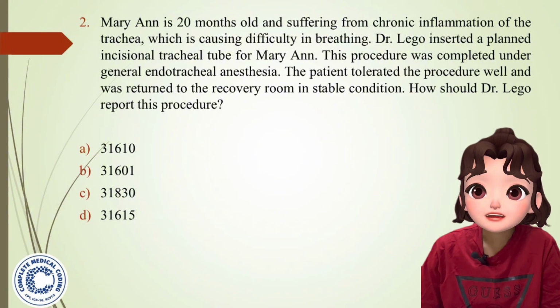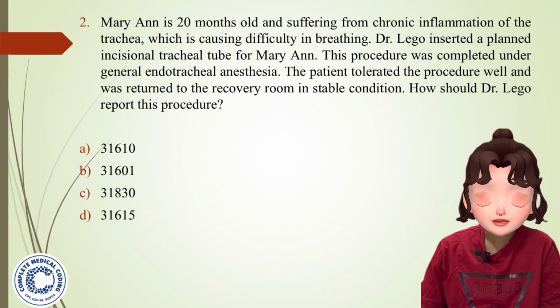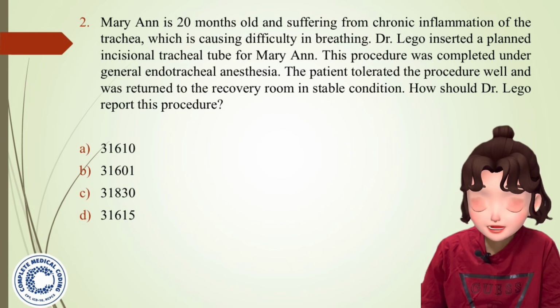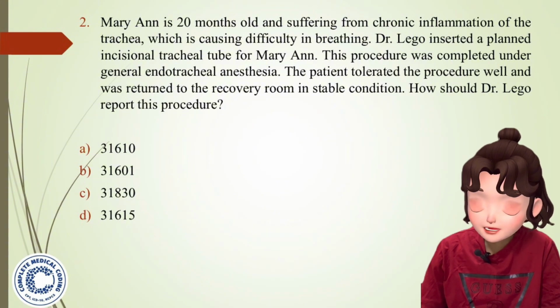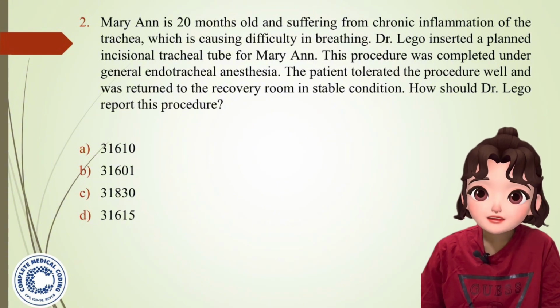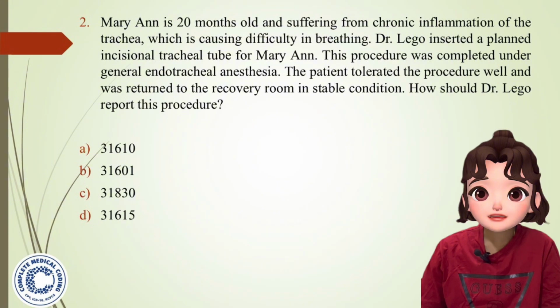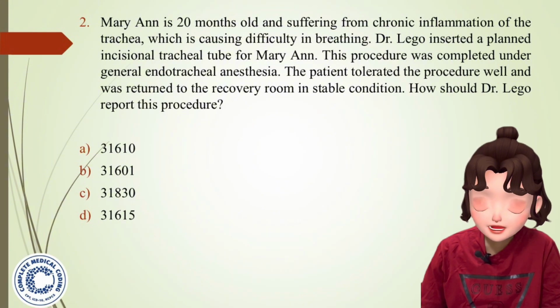Tracheostomy, insertion of incisional tracheal tube. Okay, so that is tracheostomy. 31610: tracheostomy, fenestration procedure with the skin flaps. No, there is nothing mentioned about skin flaps. So that is the wrong code. What is 31601? The second option, 31601.